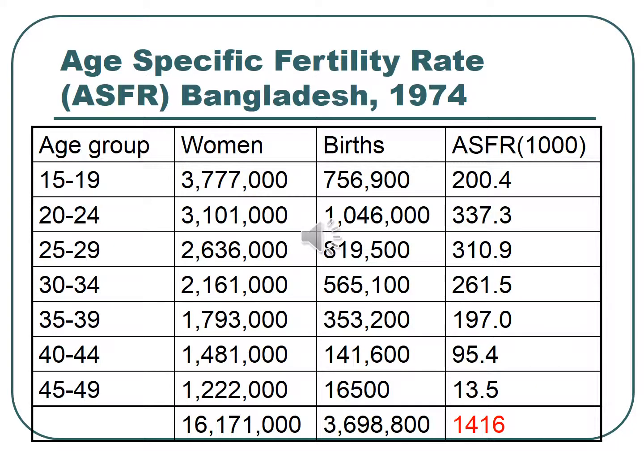This slide is an example of age-specific fertility rate for Bangladesh in 1974. It shows the rate rises rapidly after 15 years old to peak in the early to mid-20s and declines to low levels after 40 years old.